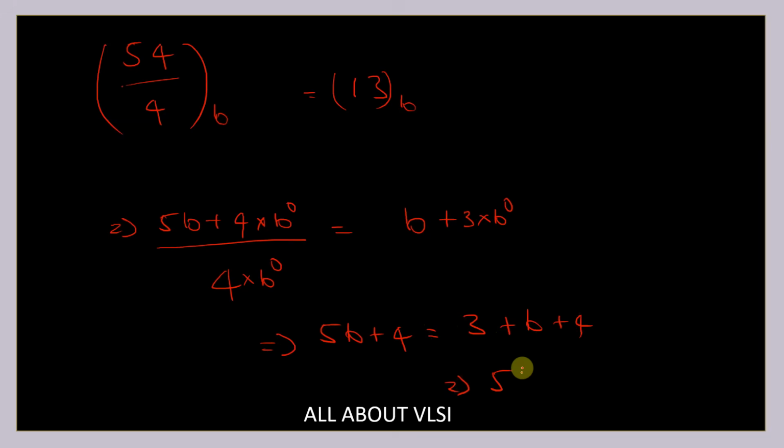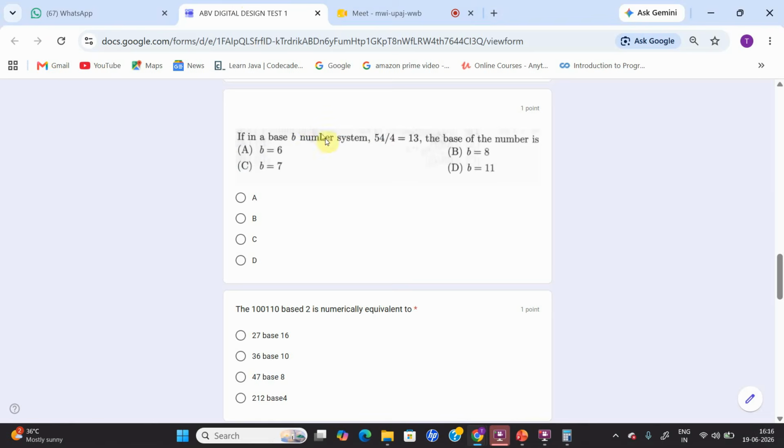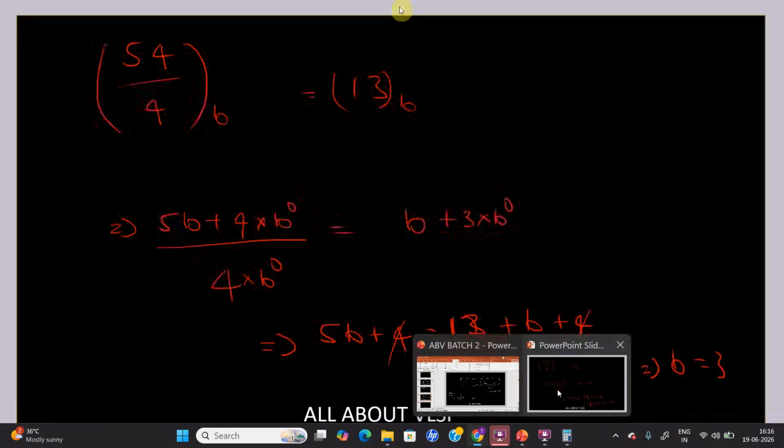Okay, so 4 will get cancelled. 5B plus, which is basically equal to 4B. What am I getting? Am I missing something over here? Okay, sorry, it's 12, right? So 4B is equal to 12 and B is equal to 3. I'm getting base to be 3. Is it correct? Okay, it's not present in the answers. I think I have made some calculation mistake.